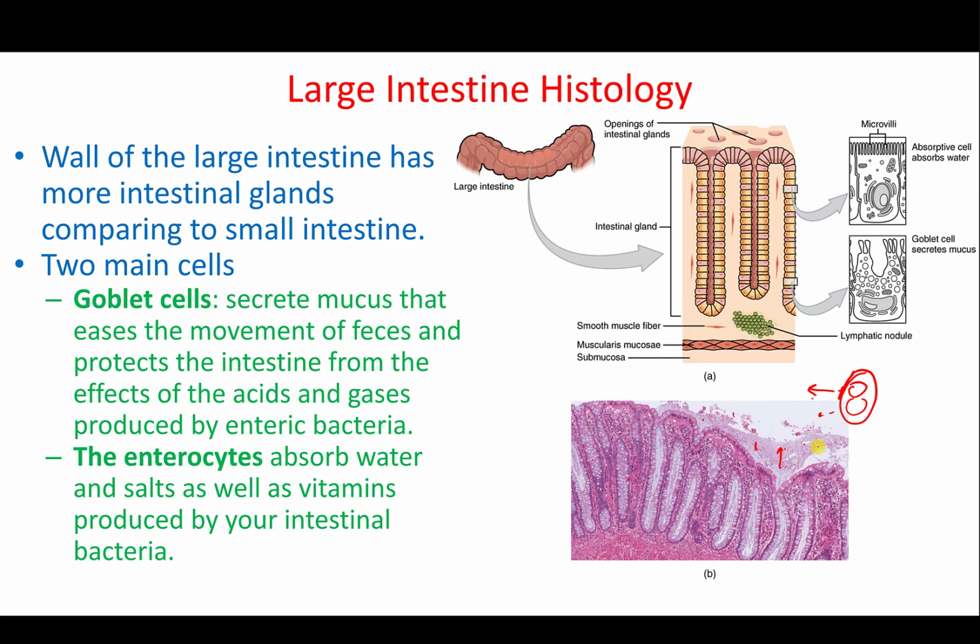Okay, so we have plenty of goblet cells, and we have some absorptive cells that mainly absorb water. We call them enterocytes. Those enterocytes will absorb water, they will absorb salts, and they will absorb the vitamins made by the intestinal bacteria. So all of this will happen in the large intestine.